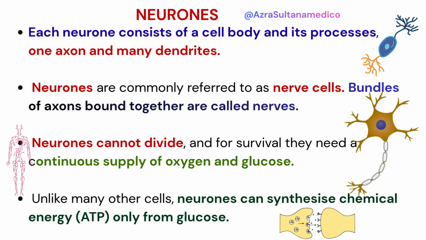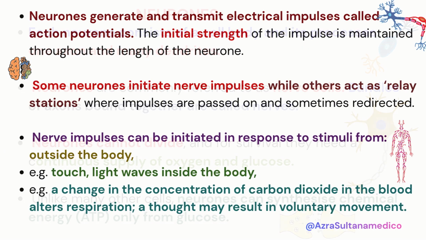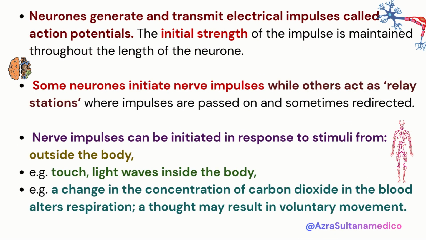Neurons cannot divide, and for survival they need a continuous supply of oxygen and glucose. Unlike many other cells, neurons can synthesize chemical energy, ATP, only from glucose. Neurons generate and transmit electrical impulses called action potentials. The initial strength of the impulse is maintained throughout the length of the neuron. Some neurons initiate nerve impulses while others act as relay stations, where impulses are passed on and sometimes redirected.